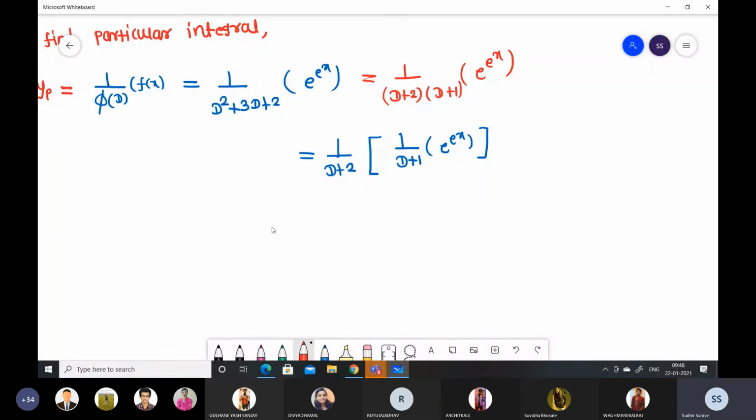So this is 1 upon d plus 2 as it is, and here we can see the plus sign is there, d plus 1. So outside you have to write negative. Recall yp is equal to e to the power ax inside e to the power minus ax f of x dx. This is valid for what?